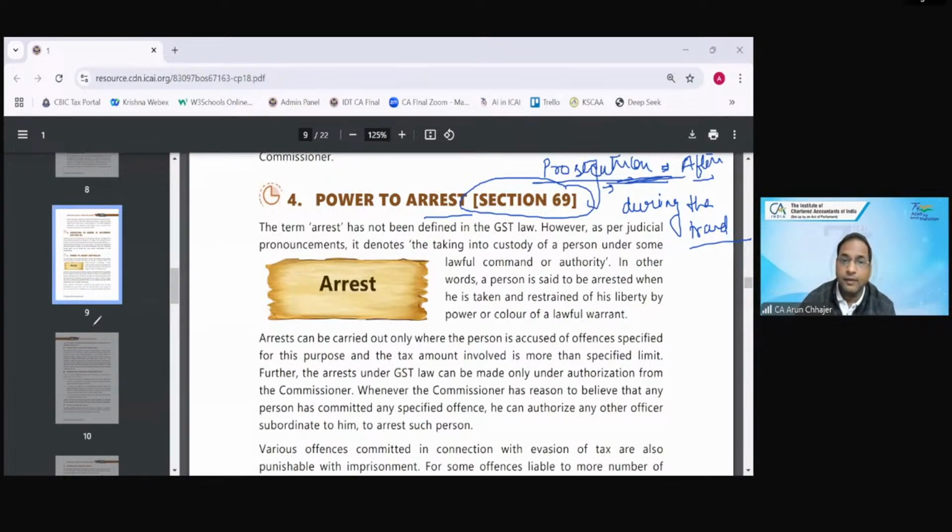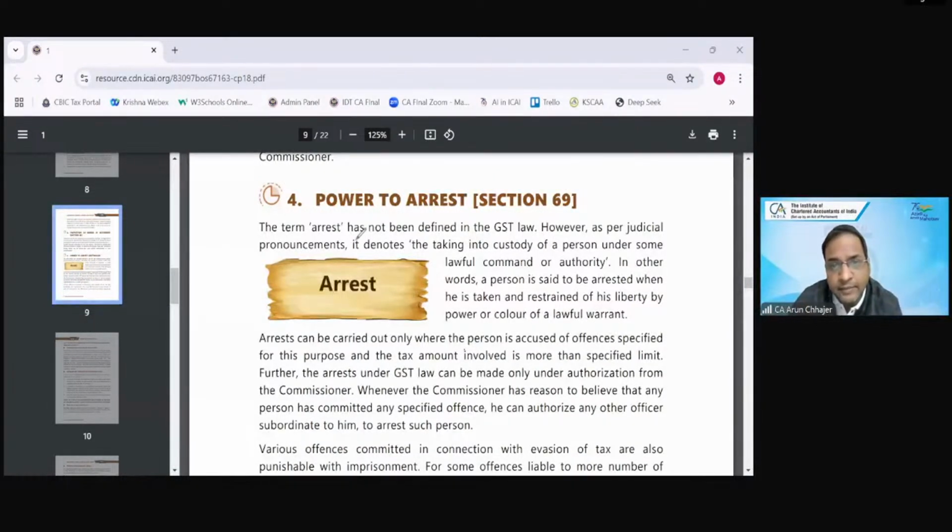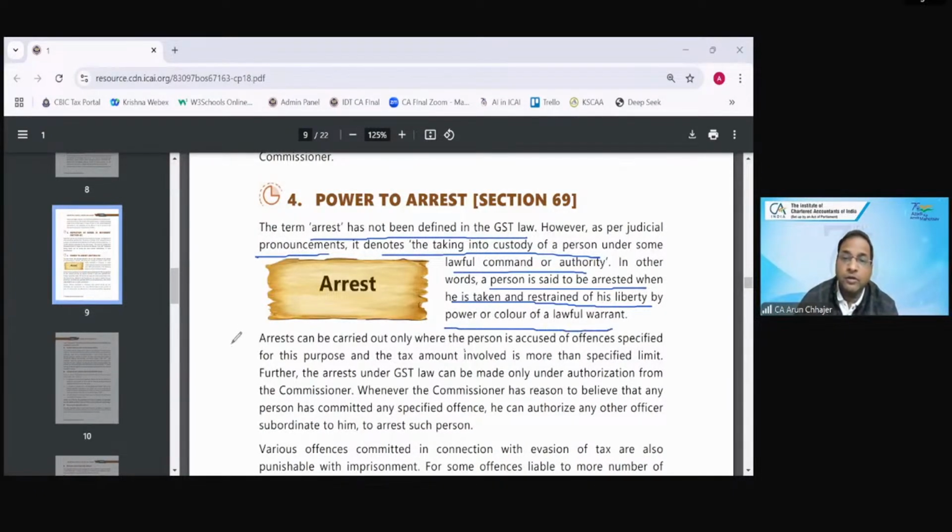The term arrest has not been defined in the law. However, as per the judicial pronouncement, it is taking into custody of a person under some lawful command or authority. In other words, the person is said to be arrested when he is taken or restrained of his liberty by power or colour of the lawful warrant.